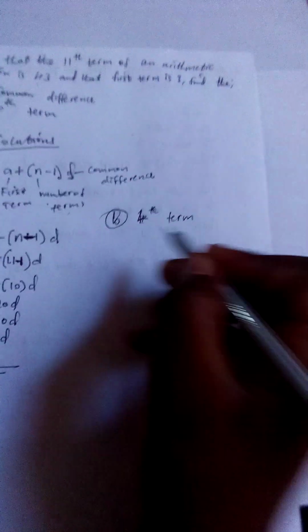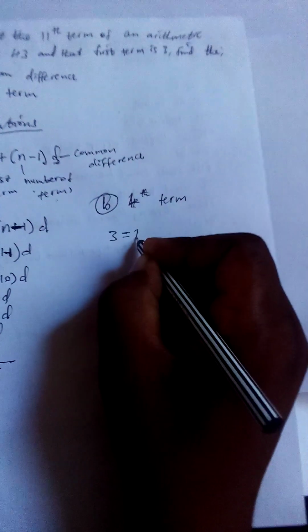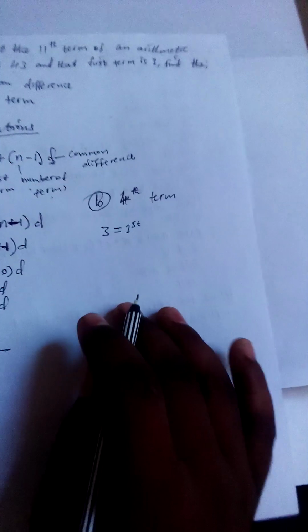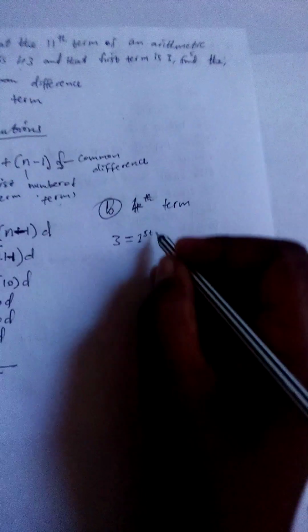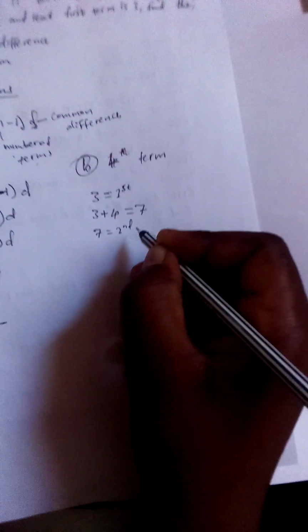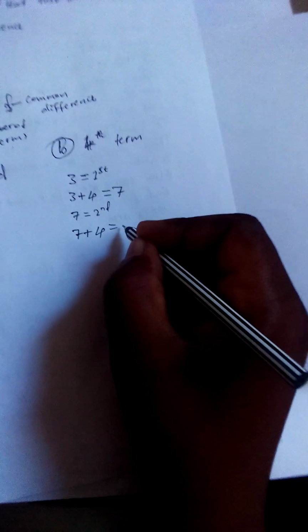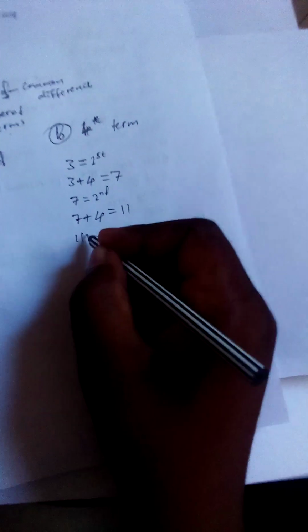Therefore, to find our fourth term, since we already have our first term, we are going to say 3 equals our first term. Okay, so our 3 is our first term. So we'll say 3 plus 4, our common difference, we're going to have 7. This 7 will be now our second term. To get our third term, we're going to say 7 plus 4, which is our common difference. We are going to have 11. Therefore, 11 is our third term.